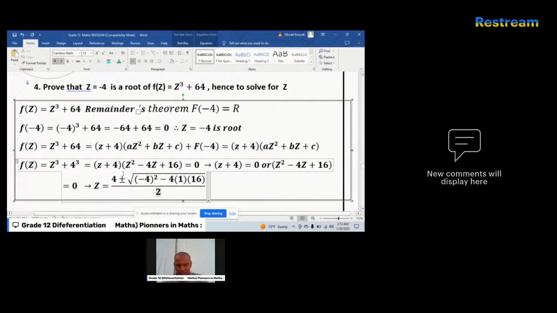Therefore, I can calculate this. I will calculate what is inside the square root. Negative 4 squared is 16. Minus 4 multiplied by 1 multiplied by 16 is negative 64. Negative 64 plus 16 gives negative 48. I'll just write it here.